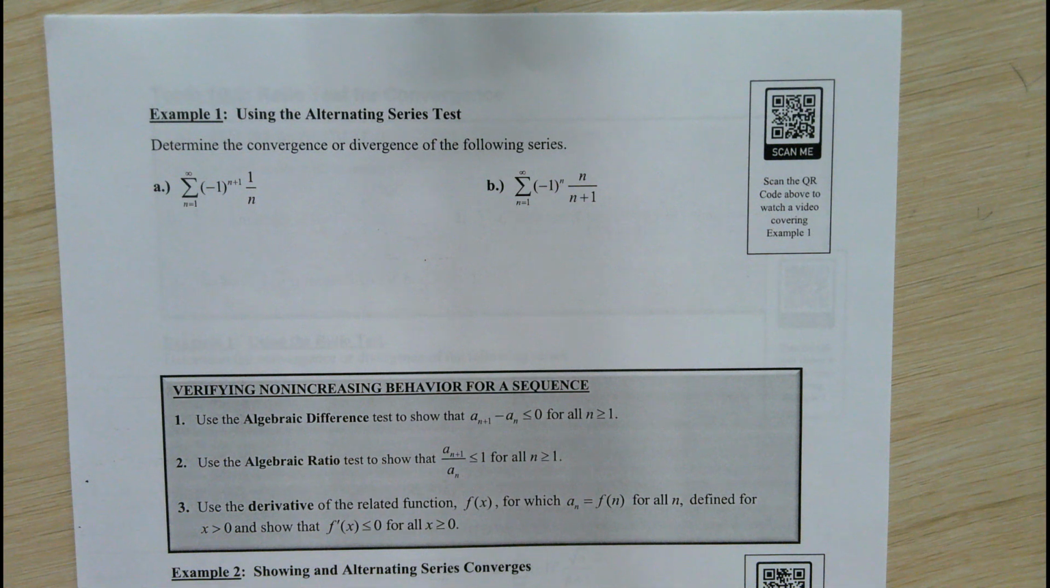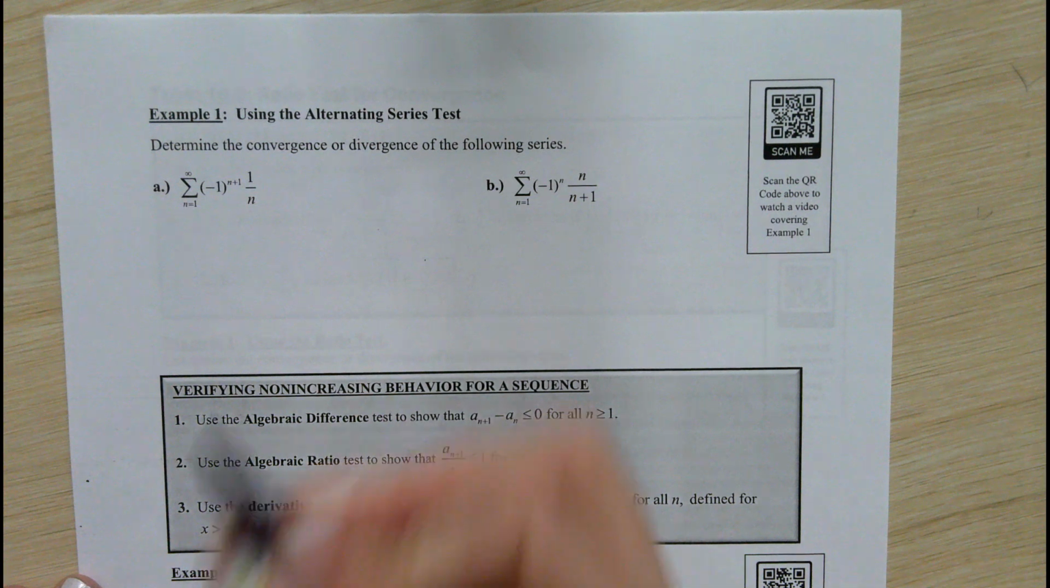All right, our first examples here are going to ask us to use this alternating series test to determine convergence or divergence. It is true that if we don't meet the conditions of the alternating series test, that the series diverges. So it's not going to give us an inconclusive situation like we have with our nth term test, for example. Okay, first things first.